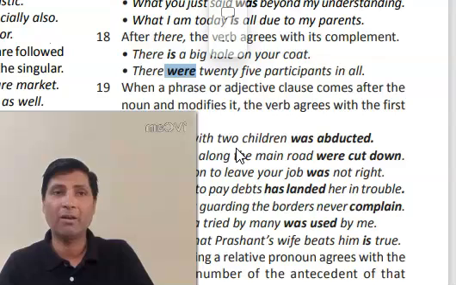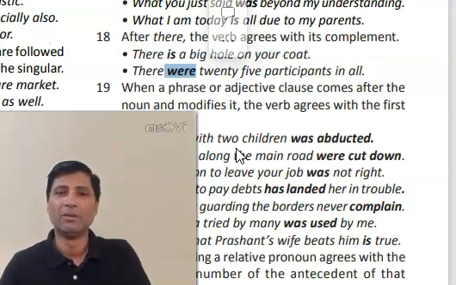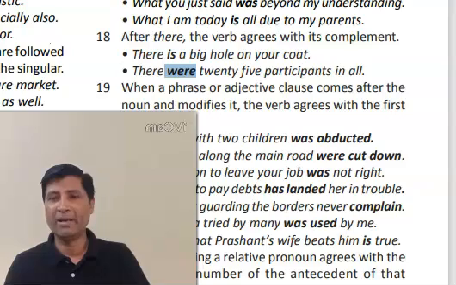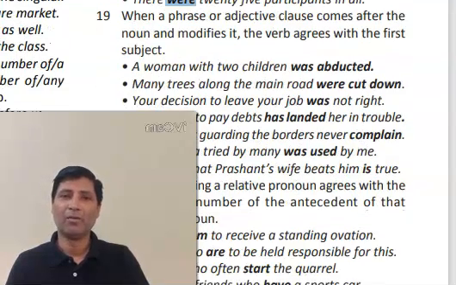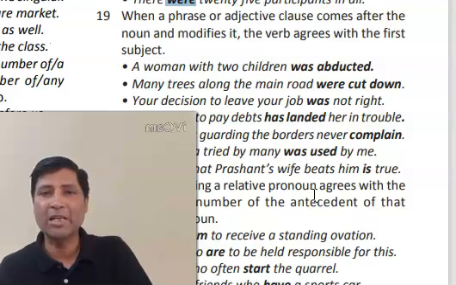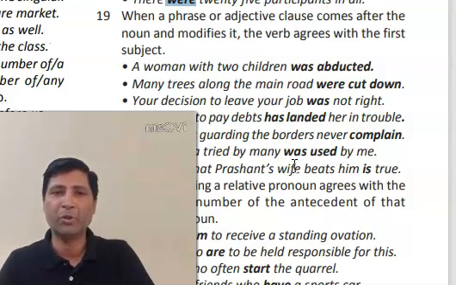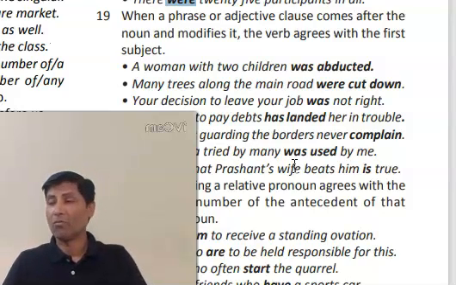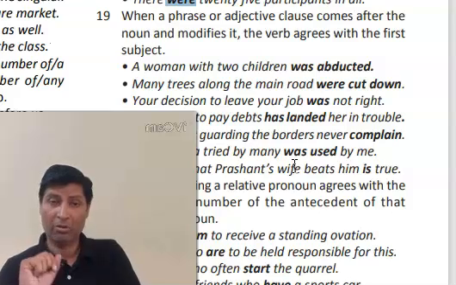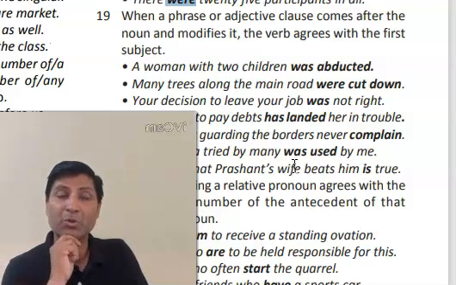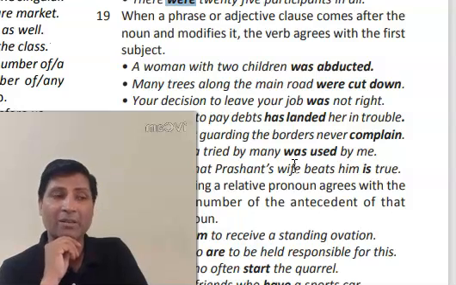So this needs deep knowledge of grammar. Fine. Rule number 19. What is rule number 19? When a phrase or an adjective clause comes after a noun and modifies it, the verb agrees with the first subject. This is a very, very difficult rule of subject-verb agreement.